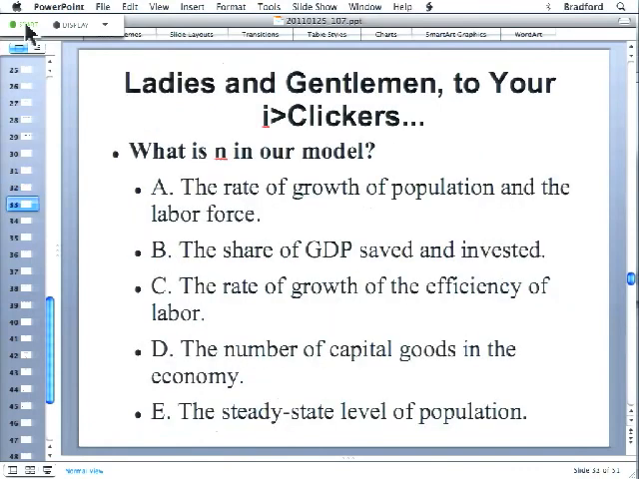Only 46%. It's the rate of growth of population in the labor force. The rate of growth of the efficiency of labor, that's going to be capital E in this model. The value of capital goods in the economy, that's going to be capital K in our economy. The share of GDP that's saved and invested, that is devoted not to consumption either by the government or by households, but instead to being saved and invested to add to the economy's capital stock, that's going to be s.